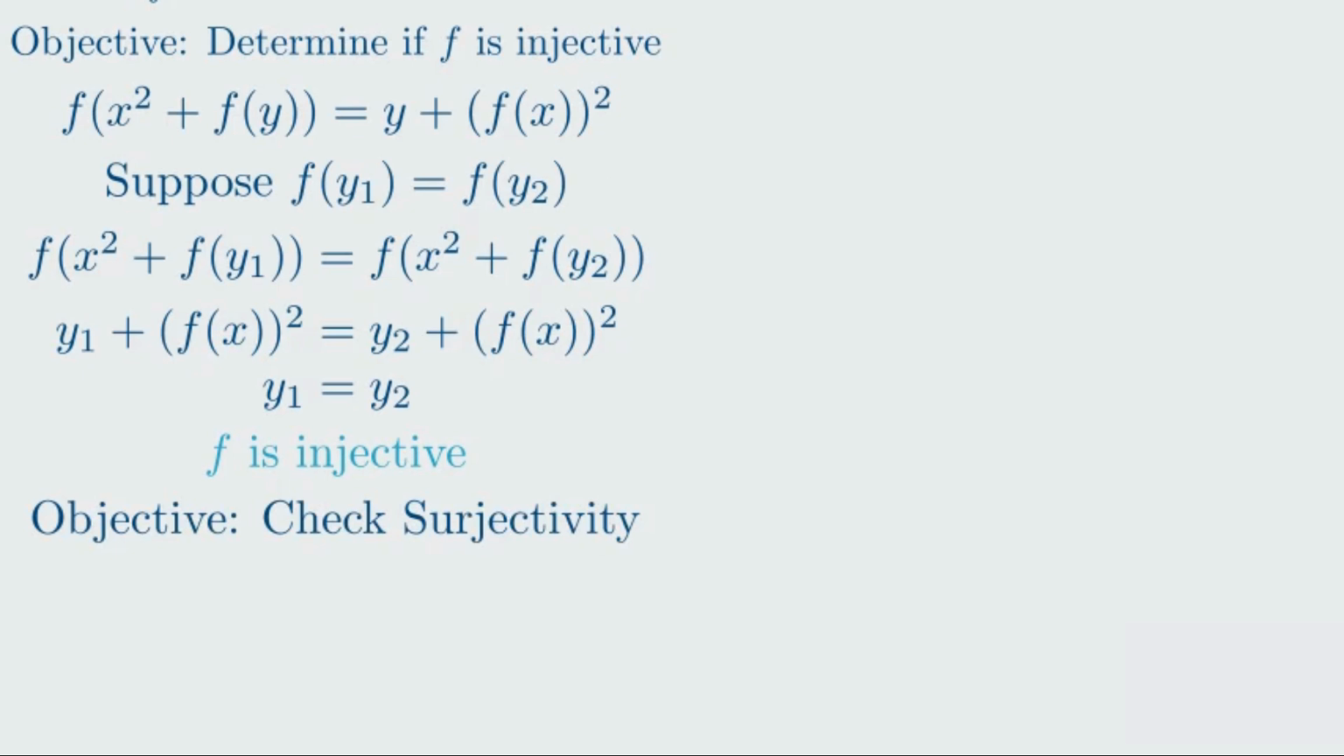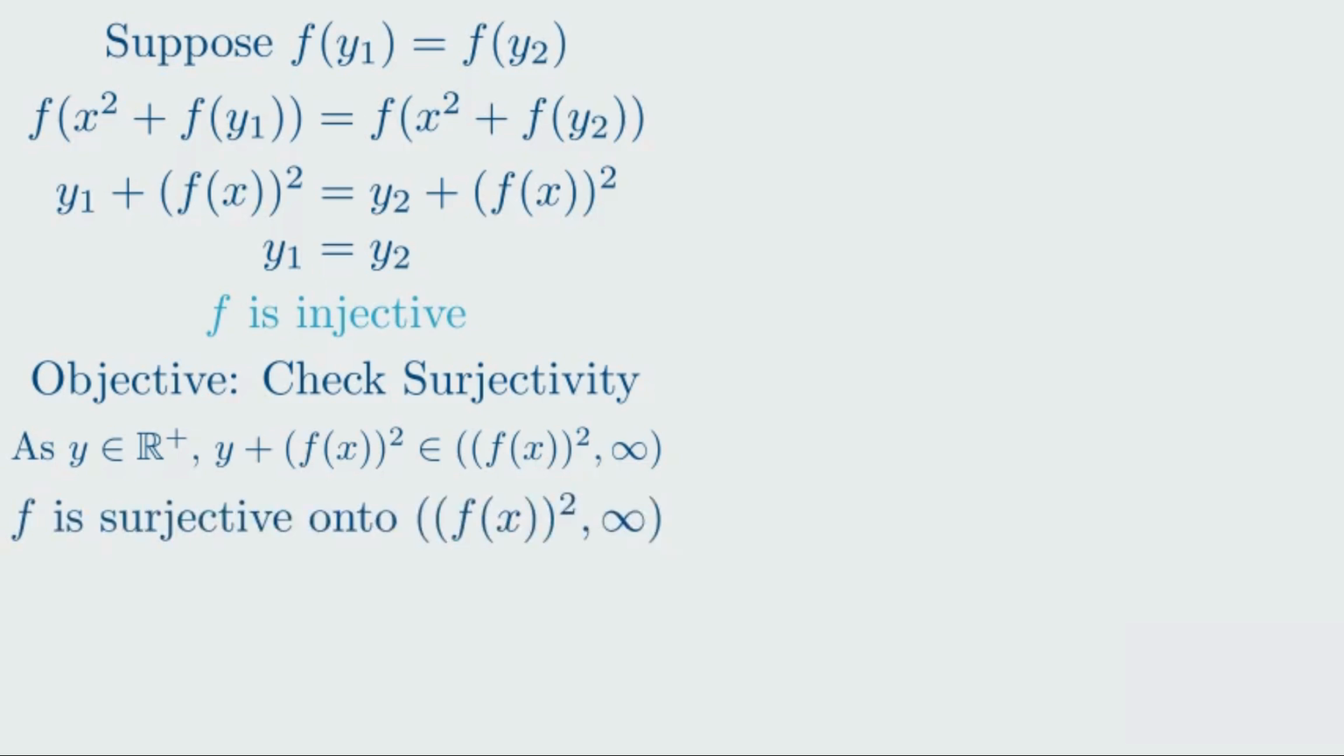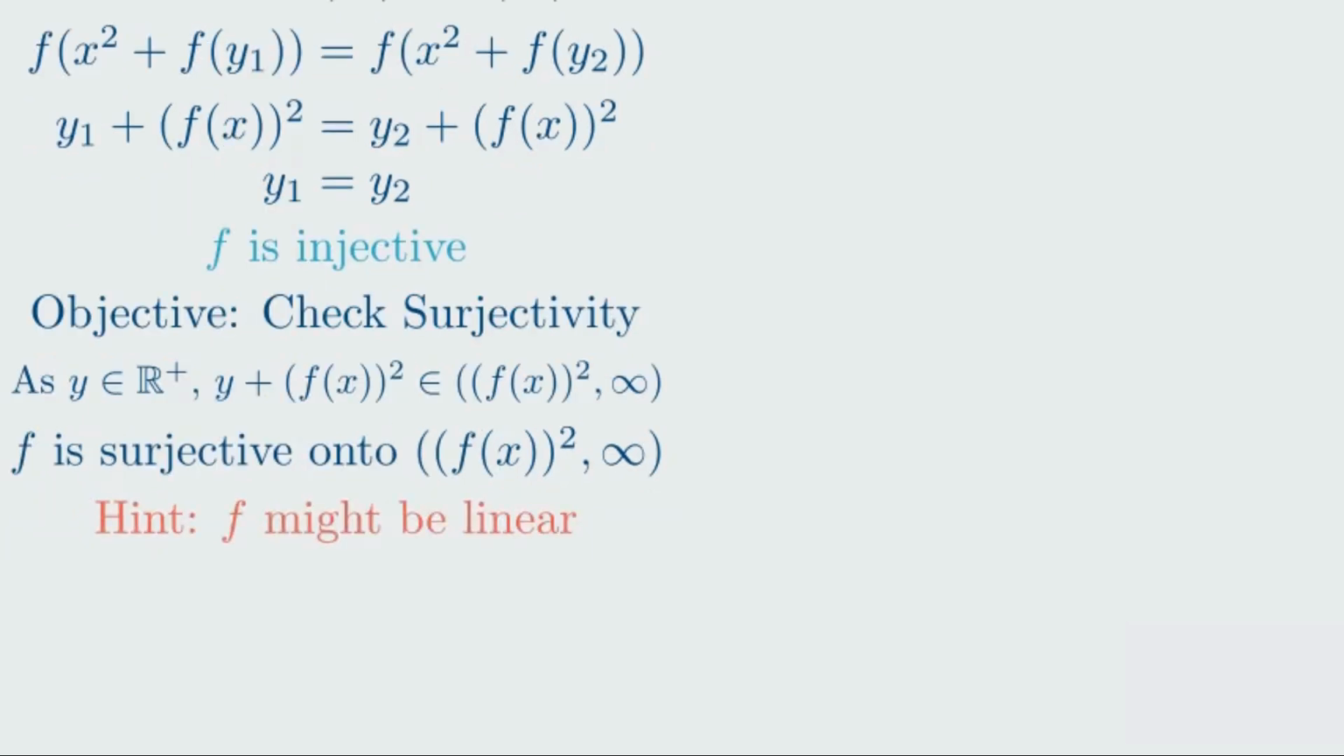Next, let's consider surjectivity. Does the function cover all positive real numbers in its range? As y varies over all positive real numbers, the right side, y + (f(x))², covers all values in the interval from (f(x))² to infinity. Since the right side can take any value greater than (f(x))², and the left side is simply f of some input, we can conclude that the range of f is unbounded and covers all sufficiently large positive reals. Knowing that f is both injective and surjective is a powerful hint that f might be a very simple function, like a linear one.